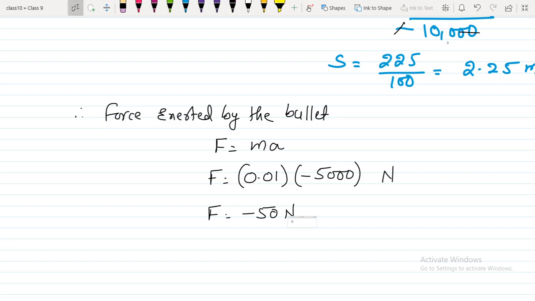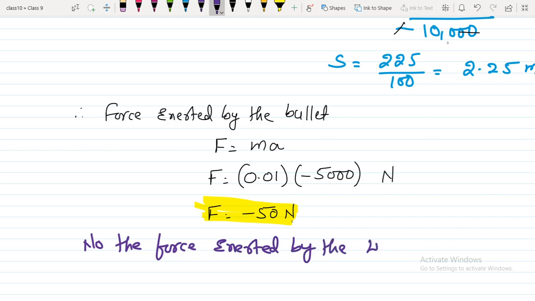So according to Newton's third law. What is Newton's third law? For every action there is an equal and opposite reaction. So if this is the force exerted by the bullet, now the force exerted by the wooden block is also same in magnitude, that is also 50 Newton, but opposite in direction. So that opposite in direction we represent as positive. Since bullet force is minus 50 newtons, but we need to calculate the force exerted by the wooden block.